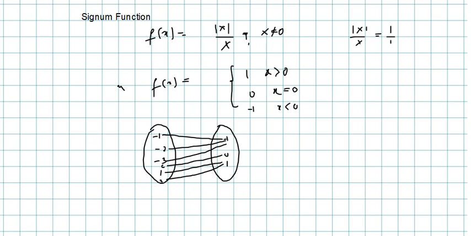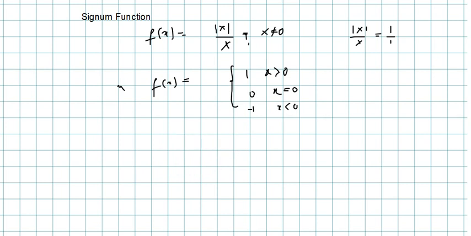So, what do you think will be the domain? And how will the curve look? If I plot the curve, it will look like this. We will be having a plus 1, and this would be minus 1, and there will be the 0 also, 0 is here.